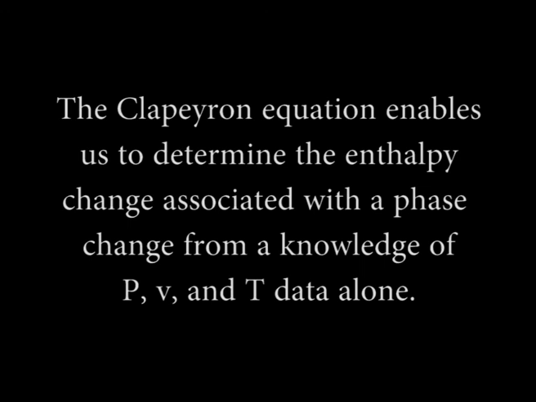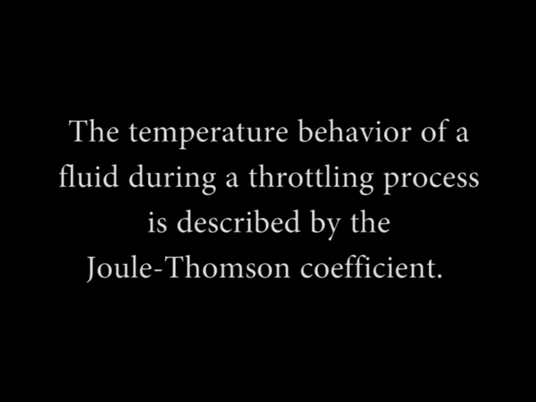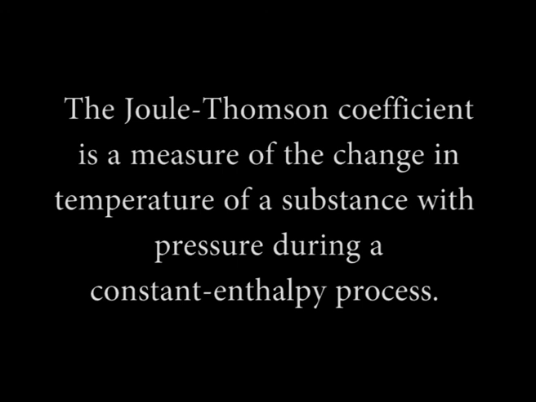So friends, here we come to the end of our discussion in this lecture. Therefore, we sum up. The Clapeyron equation enables us to determine the enthalpy change associated with a phase change from a knowledge of P, V and T data alone. The temperature behavior of a fluid during a throttling process is described by the Joule-Thomson coefficient. The Joule-Thomson coefficient is a measure of the change in temperature of a substance with pressure during a constant enthalpy process.